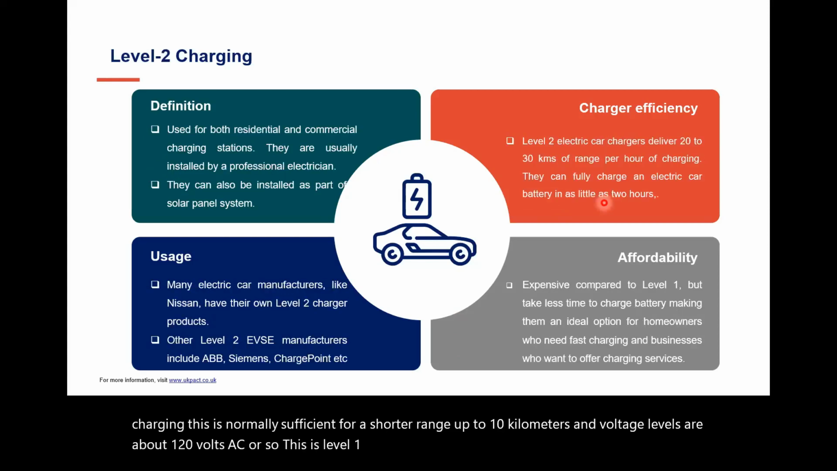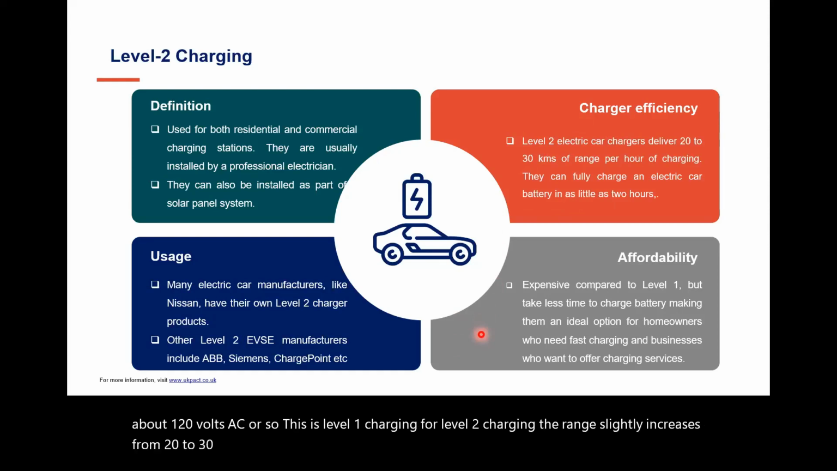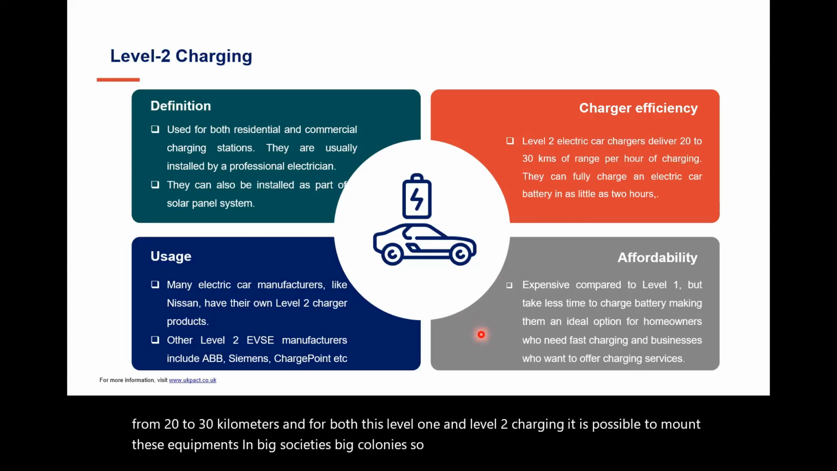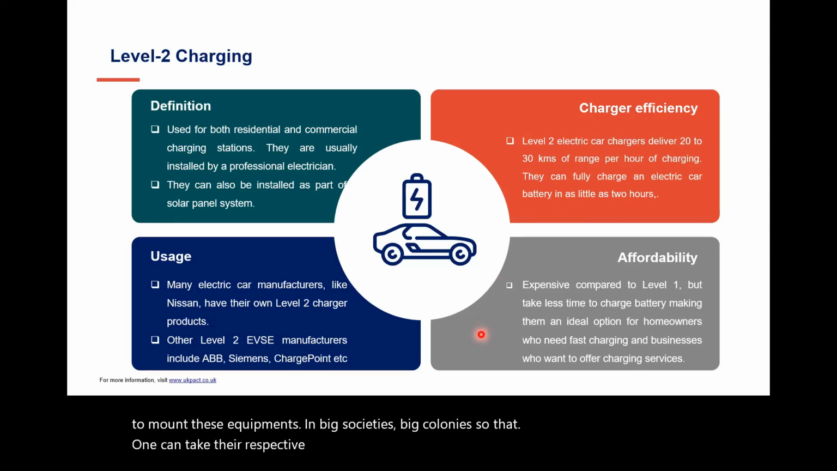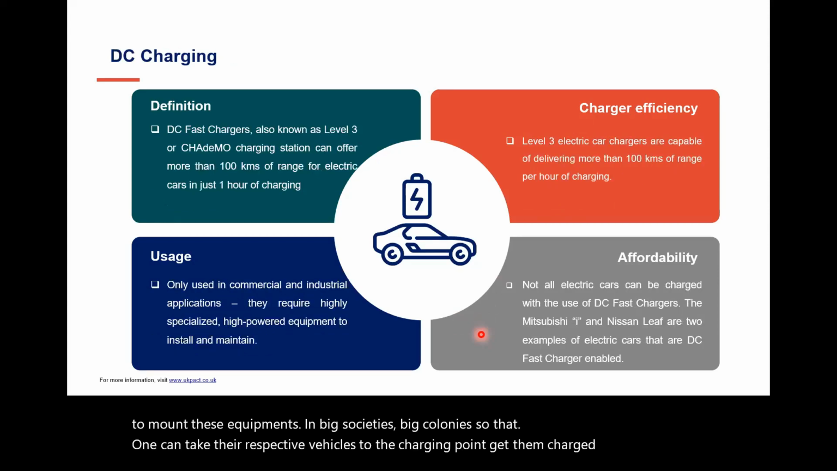For level 2 charging, the range slightly increases to 20 to 30 kilometers. And for both level 1 and level 2 charging, it is possible to mount these equipments in big societies, big colonies, so that one can take their respective vehicles to the charging point, get them charged, and go.